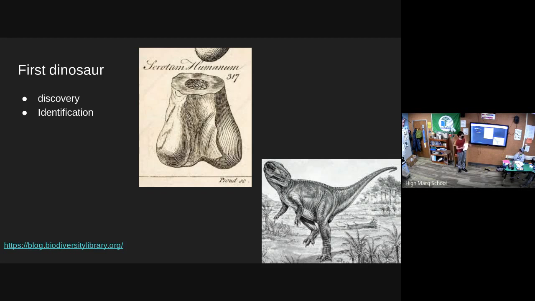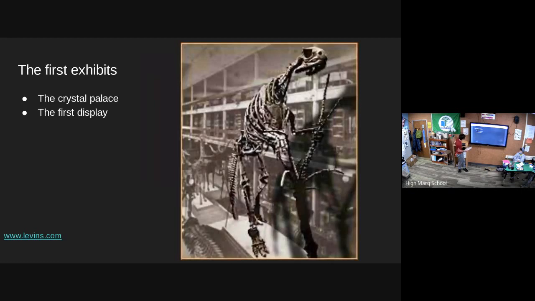more bones were found. In 1824, by a geologist named William Buckland, it was correctly identified as the Megalosaurus. And now moving on. So these are some of the first exhibits. The first dinosaur to be on display was the Hadrosaurus, in 1868.